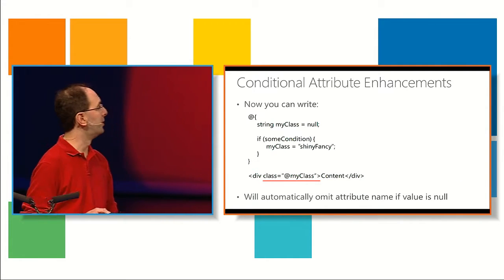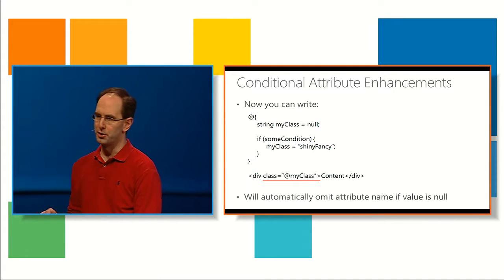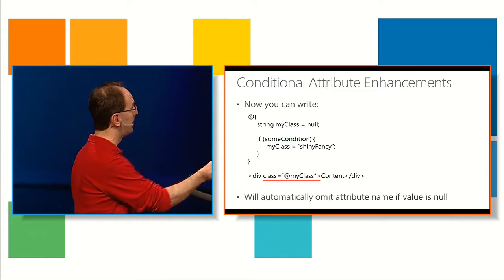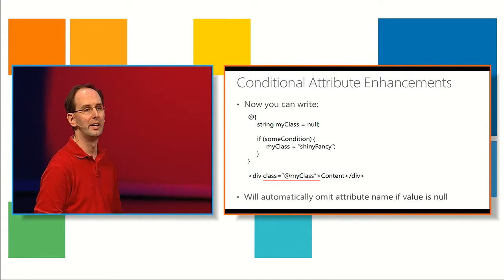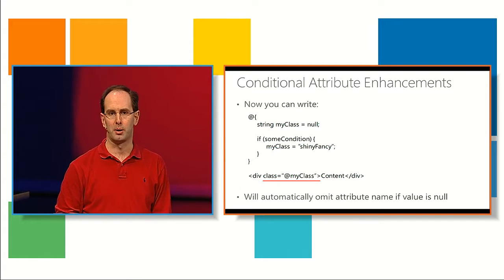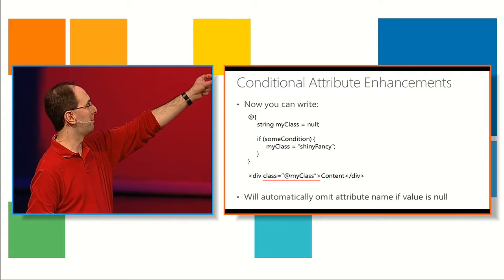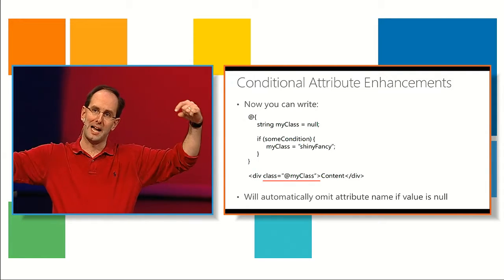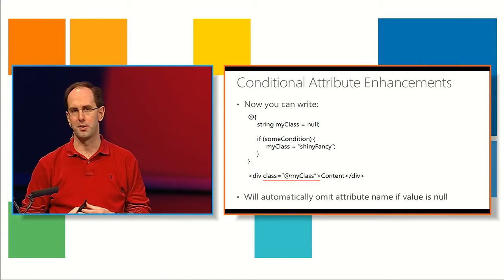What you can do now with the new Razor is you just say class equals @myClass, and the Razor parser is smart enough that if it's an HTML element and the value is null, it won't actually output the class either. So this would just be a div with content if no CSS is present. And if you want to be really clever, you can even say my class, space, my other class. If you want to use multiple CSS class names, which is a feature that CSS supports, Razor's also smart enough to support that as well.